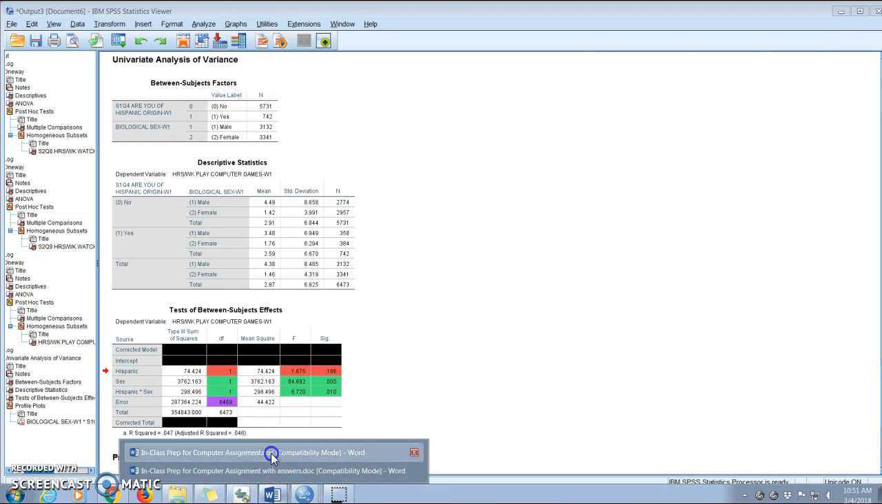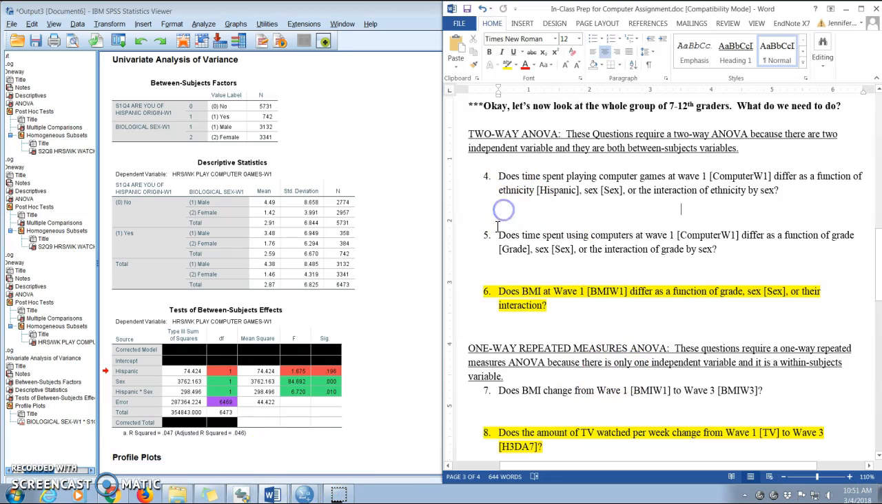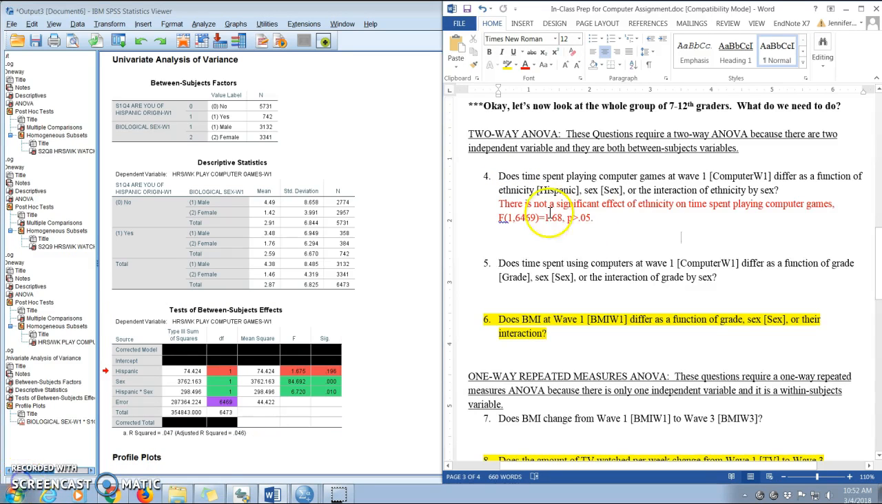So now I come back over to my space here, and I'm going to write in my answers. So here's the first main effect. There is not a significant effect of ethnicity on time spent playing computer games. You can see the F with 1 and 6469 degrees of freedom is 1.68, P greater than 0.05. So that's just coming from the table.